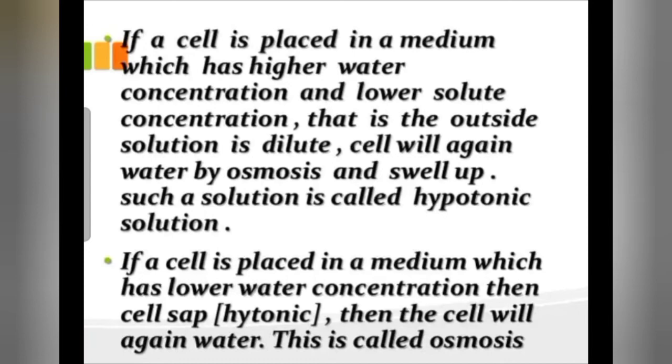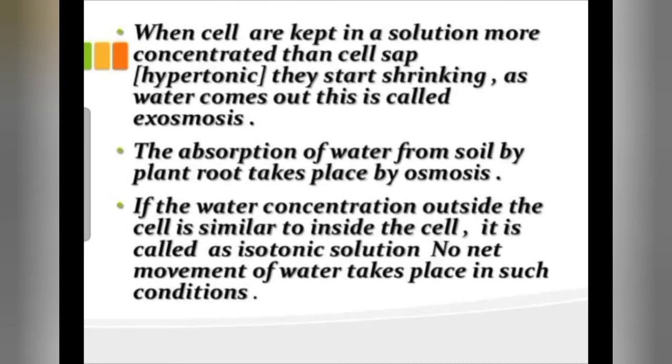When cells are kept in a solution more concentrated than the cell sap, that is hypertonic, they start shrinking as water comes out. This is called exosmosis. So the medium surrounding a cell has a lower concentration of water than the cell. Then water crosses the cell membrane in both directions, but this time more water leaves the cell than enters it. As a result, the cell protoplasm gets shrunk, that is called exosmosis.